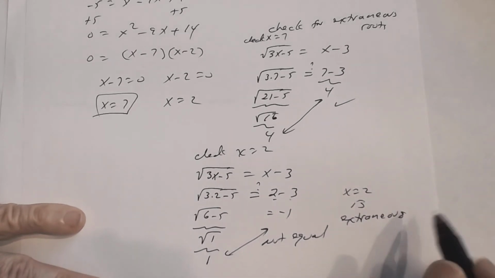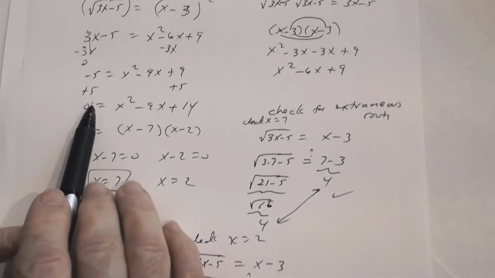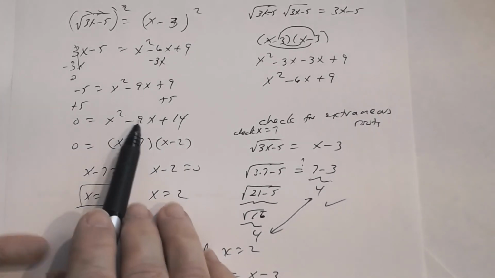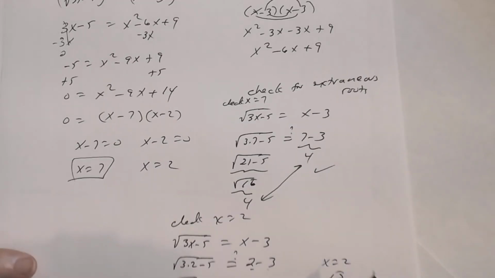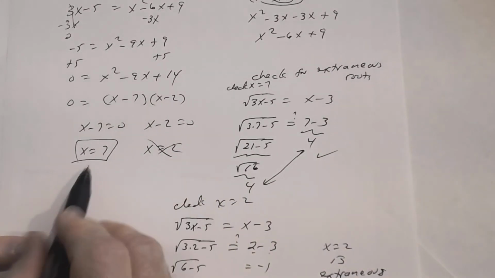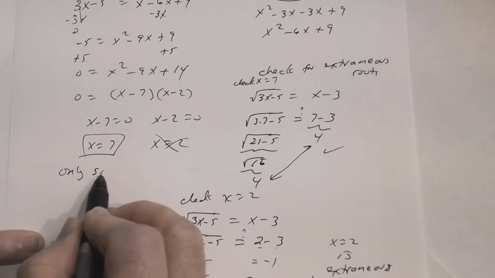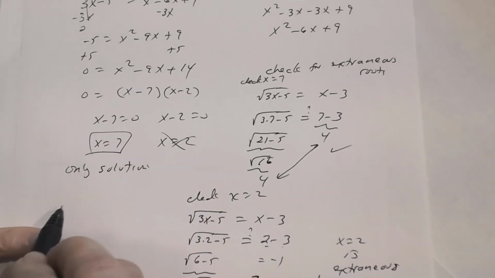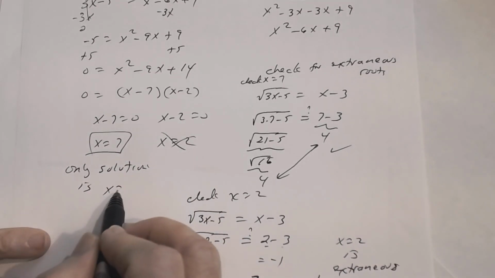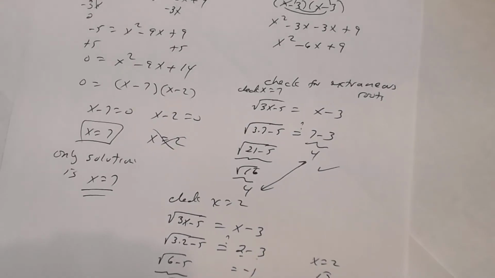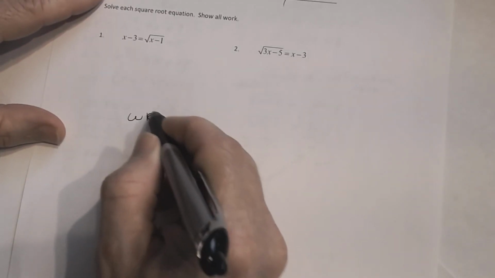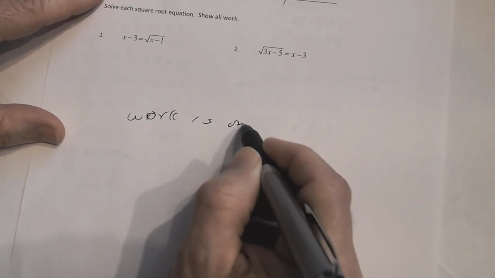Okay, so that means that x equal 2 is a solution to this quadratic equation, but it's not a solution to the original. It's a false solution. And so the only solution is x equal 7. Okay? All right, so that was the work for number 2. So number 1, we could just go ahead and write the work is on the other page.